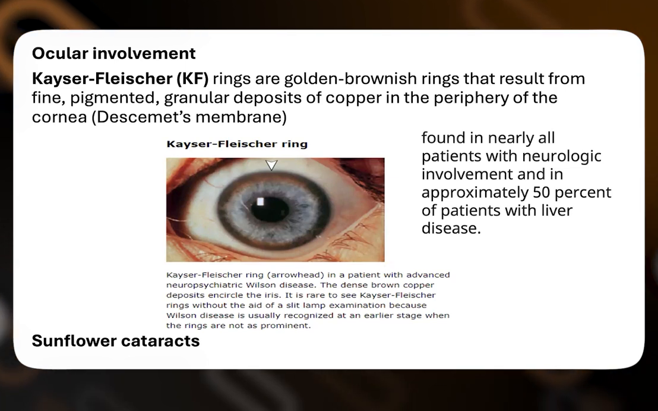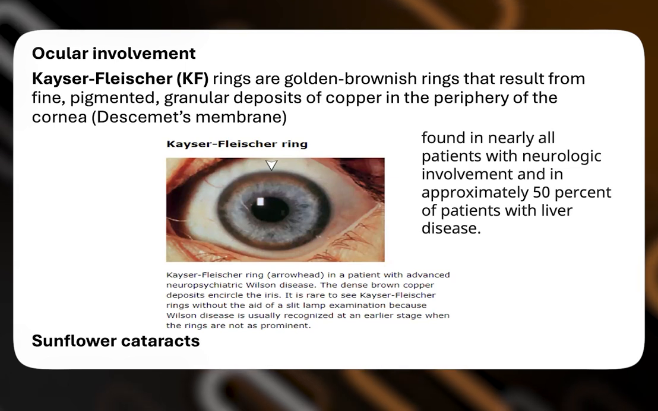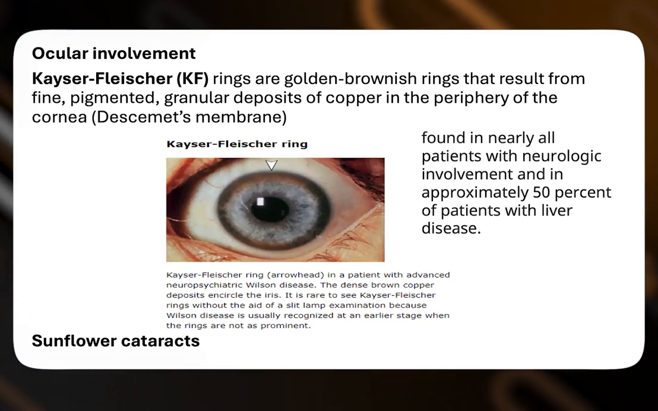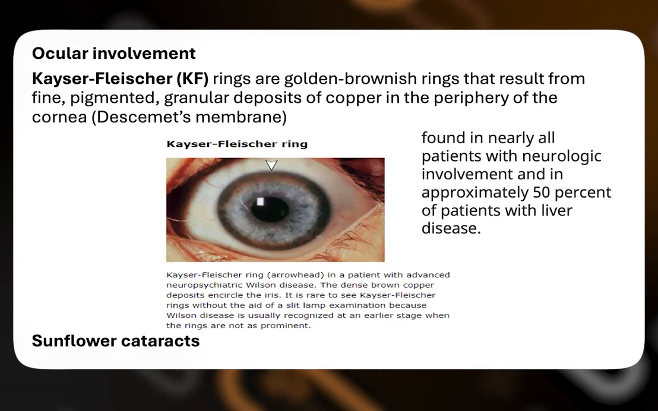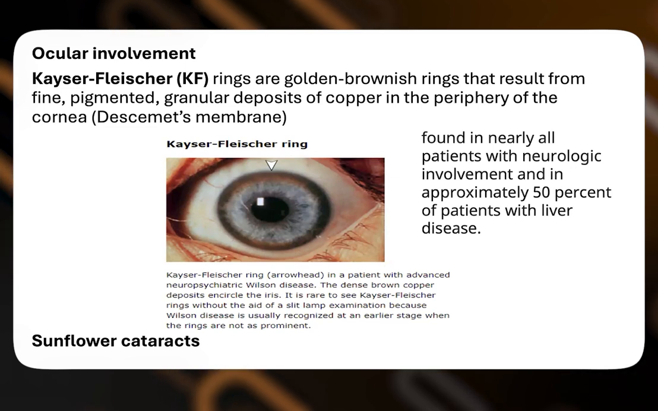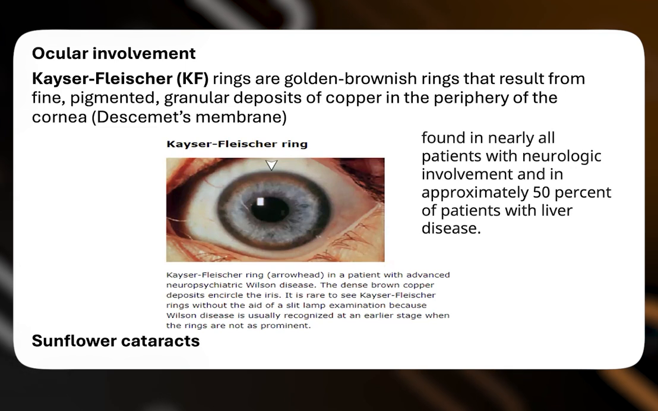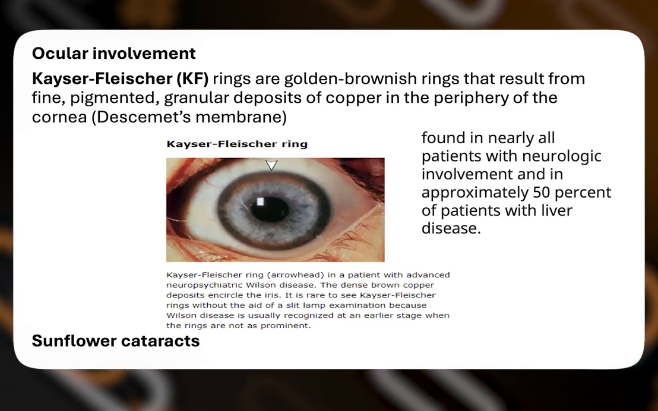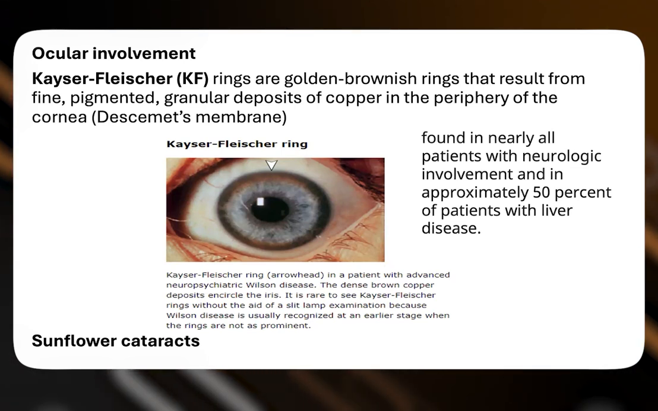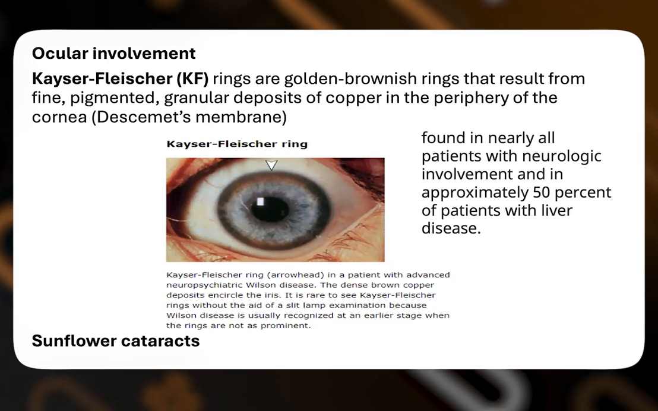Basically, copper gets deposited in the Descemet's membrane, and you can see a fine pigmented granular deposit, brown golden color, on the periphery of the cornea. These are found in nearly every patient who has neurologic involvement, but not necessarily in patients with liver disease. Sometimes you can get deposits in the lens, which is called a sunflower cataract. This is not visible to the naked eye; you need a slit lamp examination.